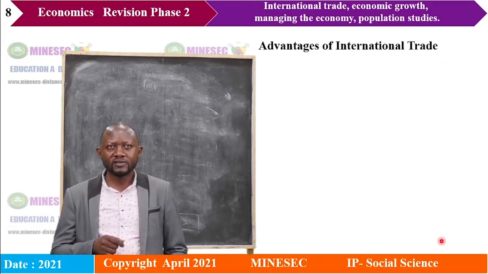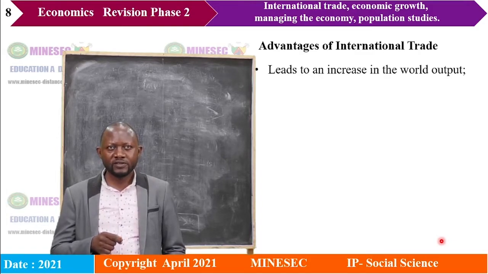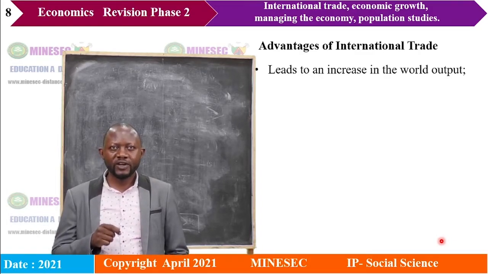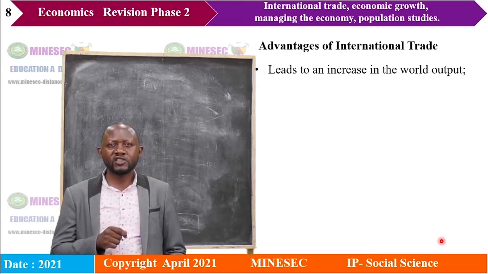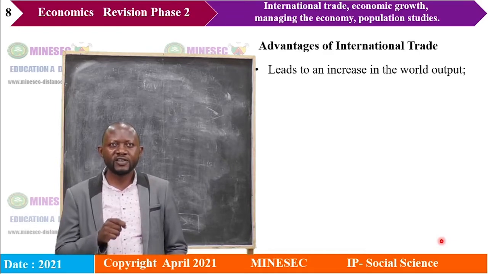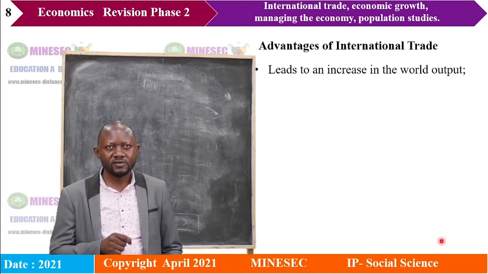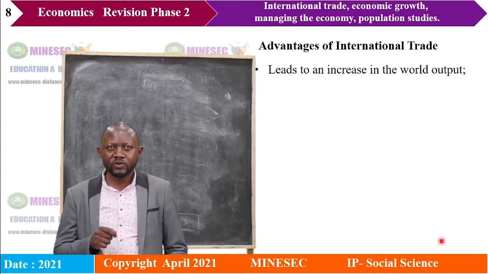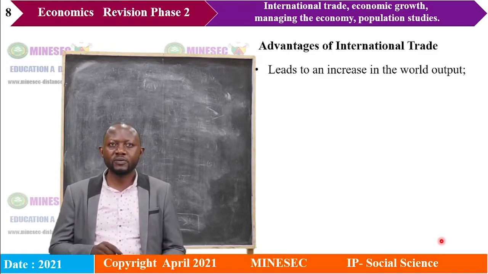We're going to look at the advantages of international trade. We'll start with the fact that it leads to an increase in the world output. Specialization will permit an increase in output of goods and services. That is one of the main reasons for international trade. It leads to an increase in output when countries tend to specialize in producing a particular commodity.